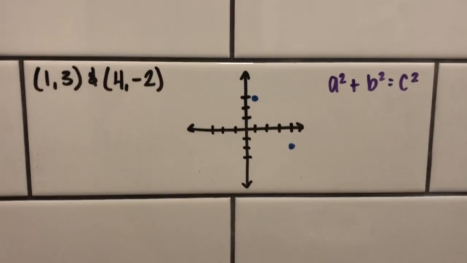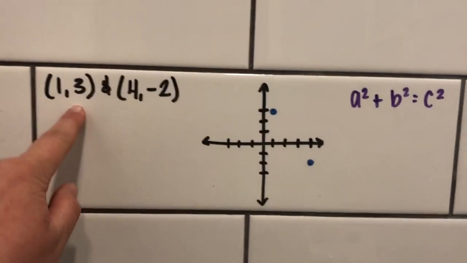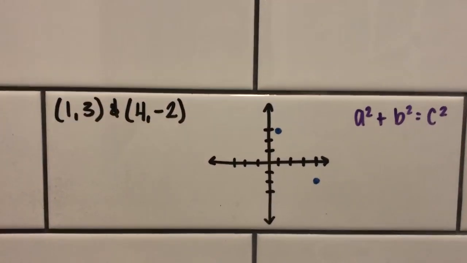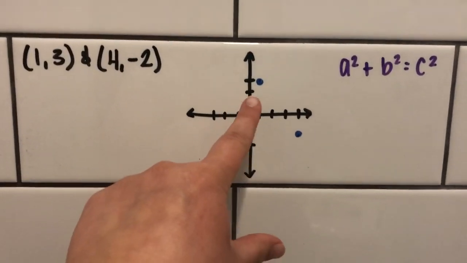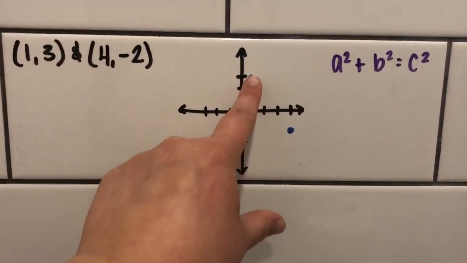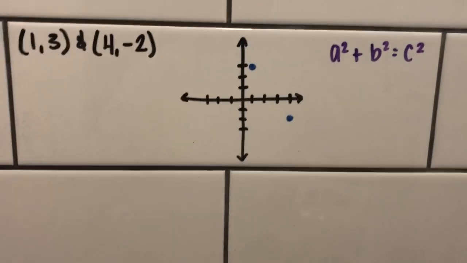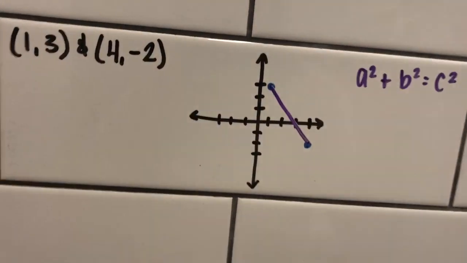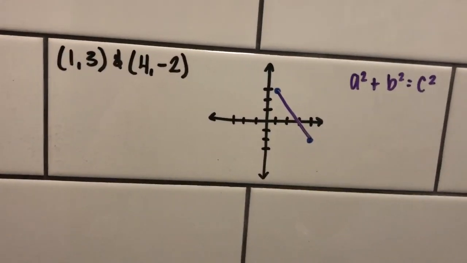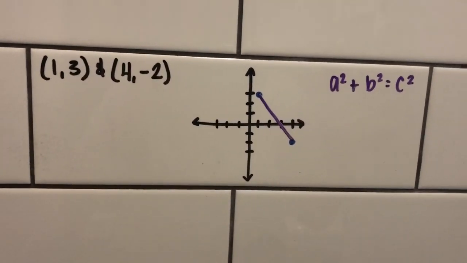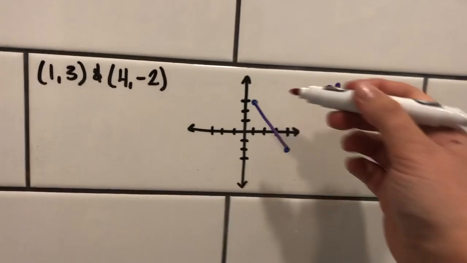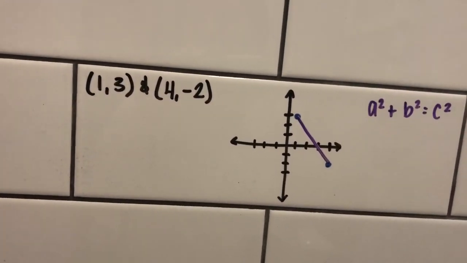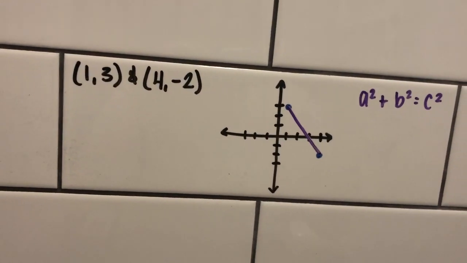So this example says I have these 2 points. I want to know what is their distance in units apart from each other. Well, I already plotted them for you, so 1, 3, and 4, -2. If I just go ahead and plot them and connect them, I can't count how far away they are because it's a diagonal. So we can use the Pythagorean theorem by connecting these 2 points to make that diagonal, and then creating a right triangle along the grid lines of the graph.